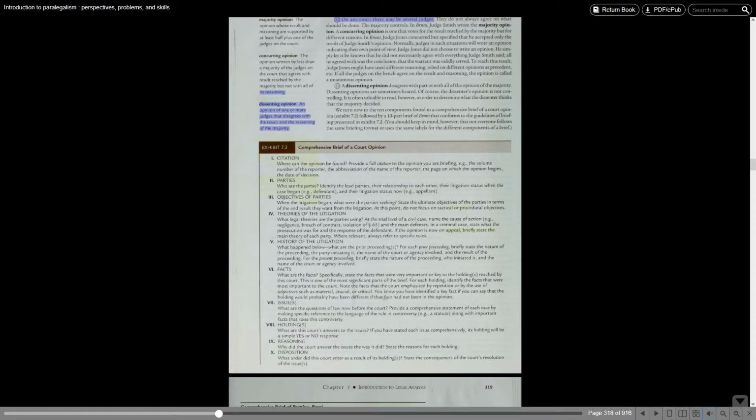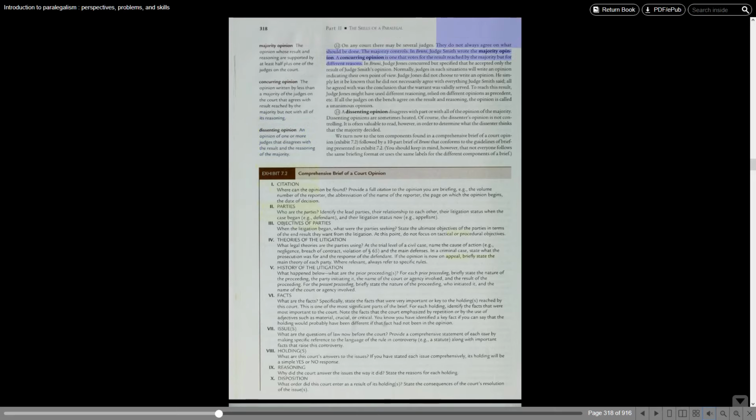22. On any court, there may be several judges. They do not always agree on what should be done. The majority controls. In Bruni, Judge Smith wrote the majority opinion. A concurring opinion is one that votes for the result reached by the majority, but for different reasons. Judge Jones concurred but specified that he accepted only the result of Judge Smith's opinion.